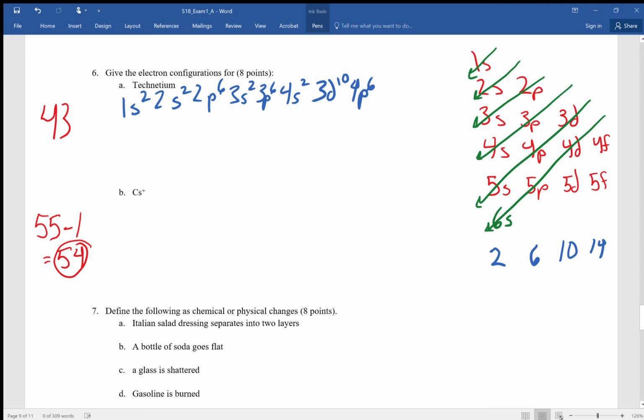Alright, once we've filled up 4p6, we've now used a total of 36 electrons, and so we can finish with 2 electrons in the 5s and 5 in the 4d.